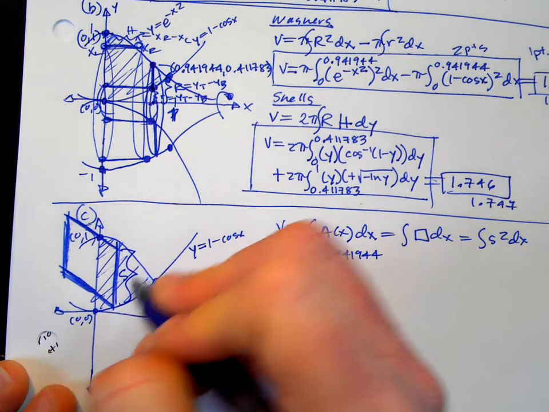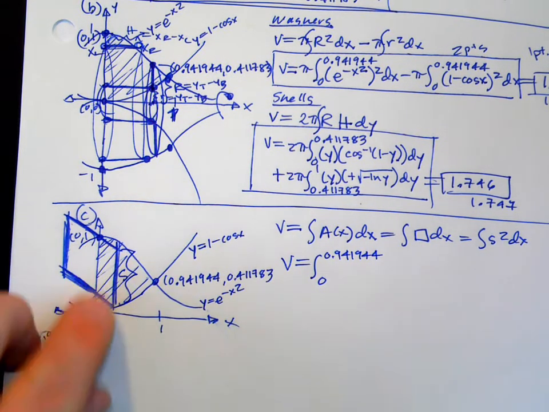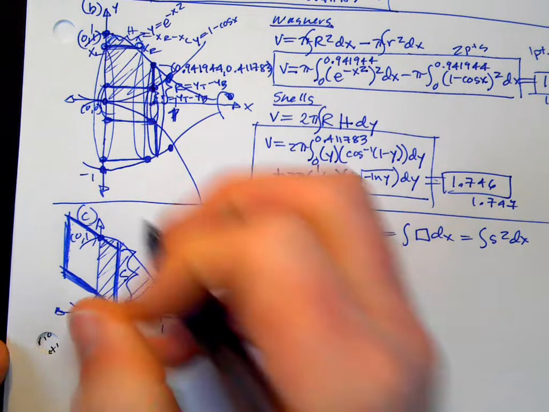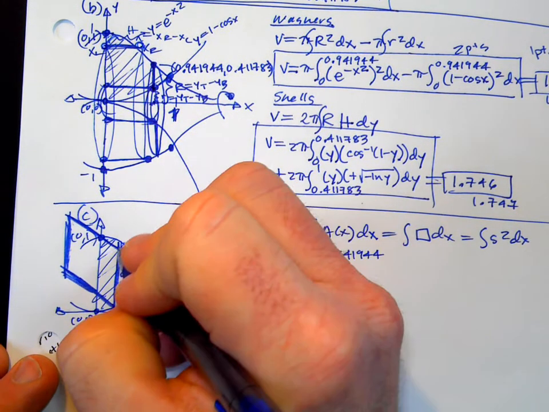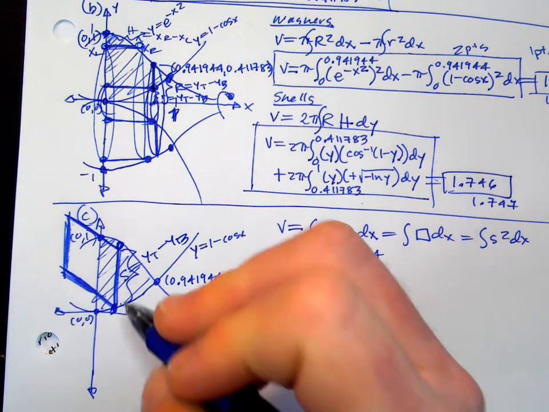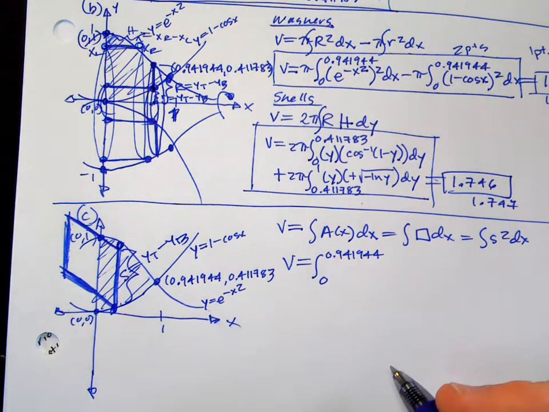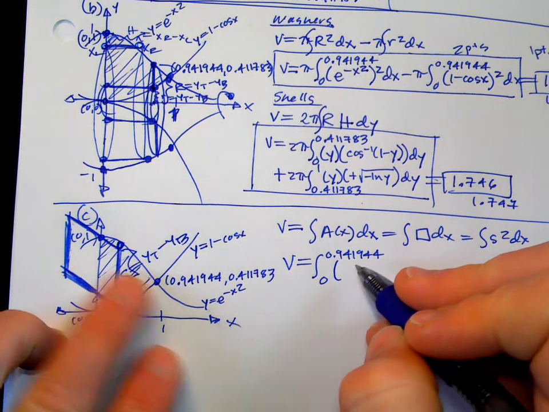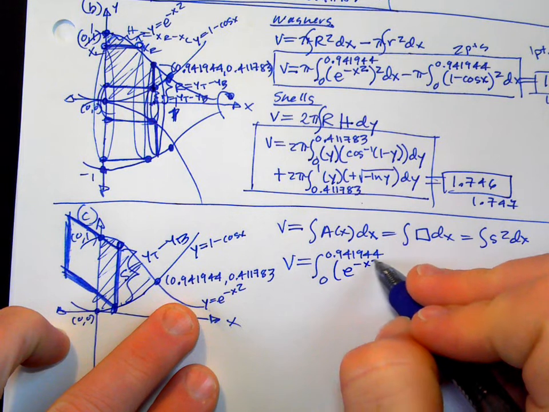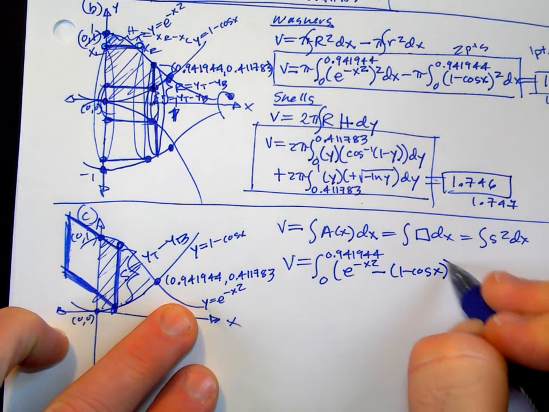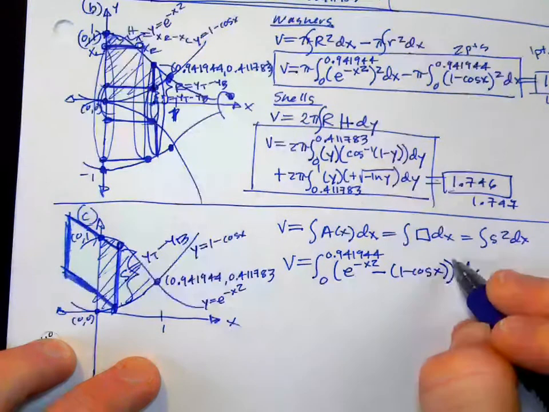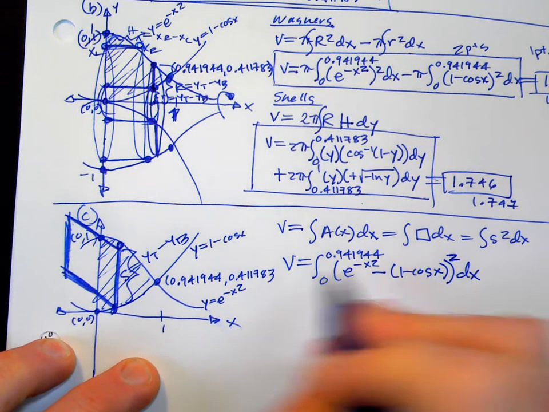You always want the dimensions of your shape to come from the bottom of the slice that's in the region right here. And so that's going to be y top minus y bottom. And y top, the top curve, is e to the negative x squared. Y bottom is the 1 minus cosine x. You got to subtract the whole thing. I'd put in parentheses dx. It's got to be squared. Don't forget the squared. So there's your setup.